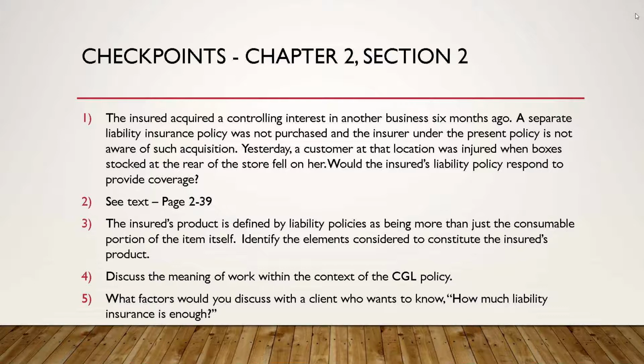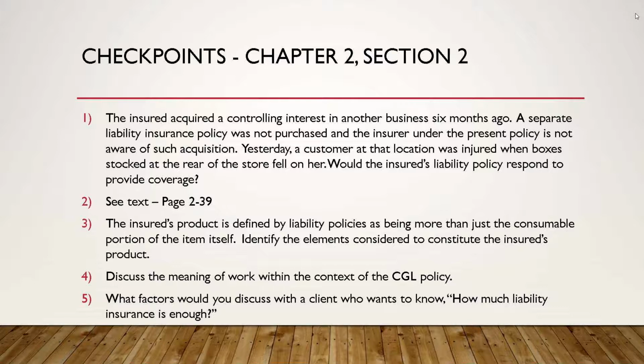B, generally, when the insurer terminates the policy, the insured must be provided with at least 30 days advance notice of such termination. And that is true. It says generally, because in the case of the non-payment, it's less than that.